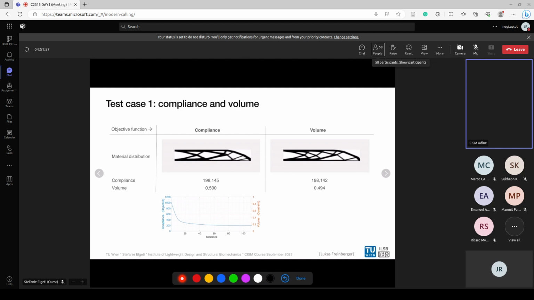In terms of value, it's very similar. So this was the compliance that was given as the constraint, and this is the volume, which is really not much less than the 0.5 that was actually reached, but the shape is a bit different.